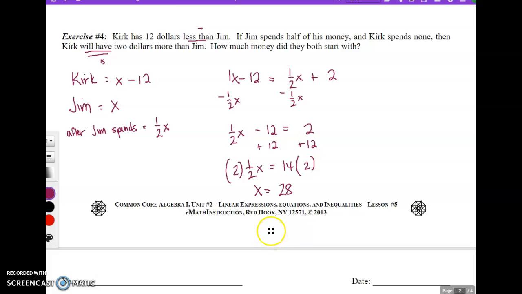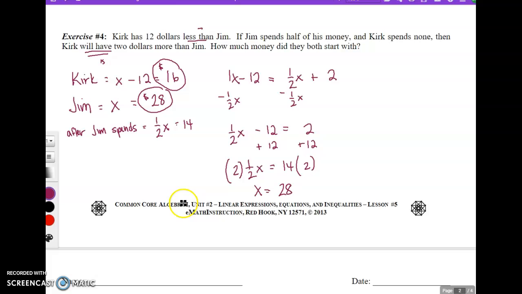Okay, so who has $28? It would be Jim. Jim has $28. All right, and then Kirk had $12 less than that, so it'd be 28 minus 12, which is $16. Okay, and if you want to check it for reasonableness, after Jim spends his money, he now has $14. So if he has $14 left and Kirk didn't spend any money, does Kirk still have $2 more than Jim? Yeah, he does. So that works.